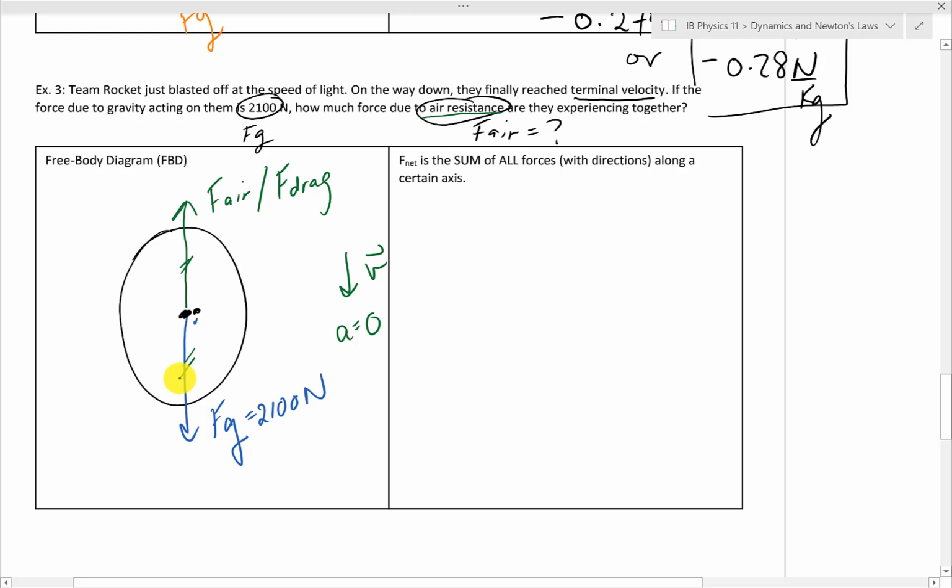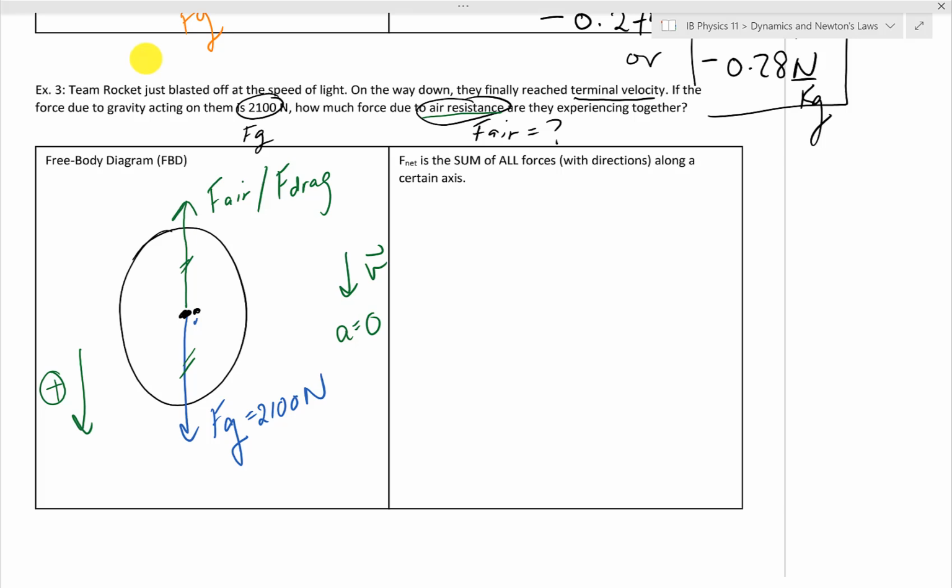Oh, and one more thing, I am going to label the downwards direction as the positive direction. Not something we've done before, so let's get used to it. Next up, we are going to look at how to calculate this.